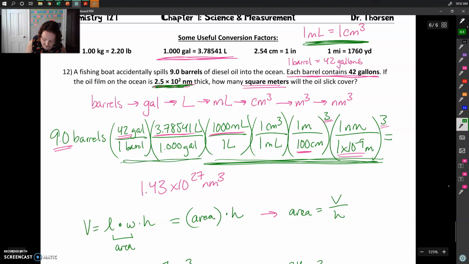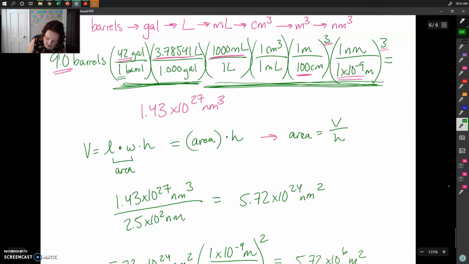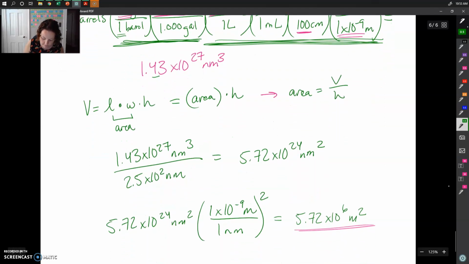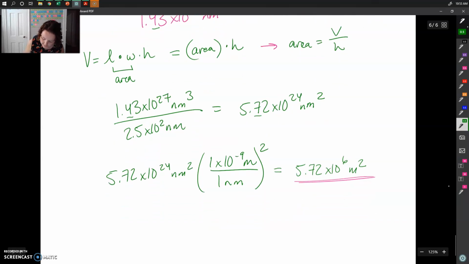And then these values that I gave you guys at the beginning all have at least 2 sig figs. 1 barrel is a counted value. That's an exact number, so that also has infinite sig figs. So if we have 2 sig figs from the 9.0, then I have 2 sig figs in this intermediate answer that I calculated, the 1.43. That carries down here. It carries to my second intermediate answer, and it carries over to my final answer. So 5.7 times 10 to the 6 meters squared.